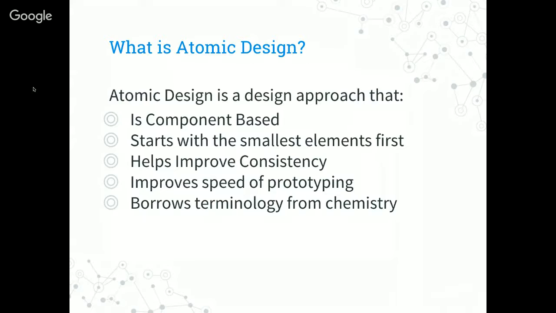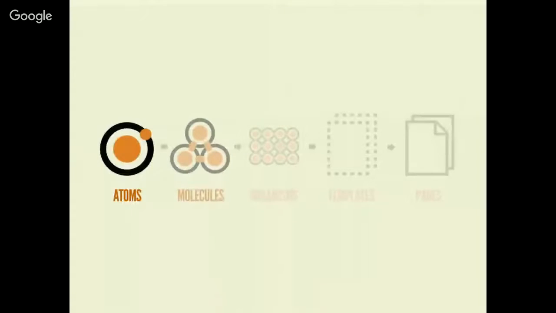And then why is it called atomic design in the first place? The reason is that it borrows a lot of terminology from chemistry. We talked about starting with the smallest element first. The smallest elements in atomic design are going to be the atoms. Those are the absolute smallest. Those will be things like checkboxes, inputs, paragraph tags, things like that. And then we work up to slightly bigger things with molecules, which are 2 or 3 elements that are grouped together. Then we move on to organisms, templates, and pages. So we'll discuss those in a little bit more detail.